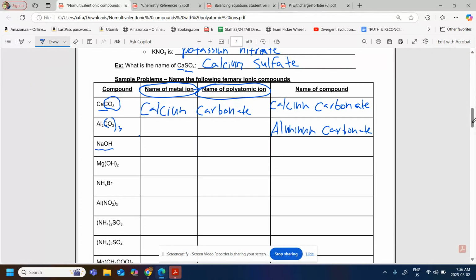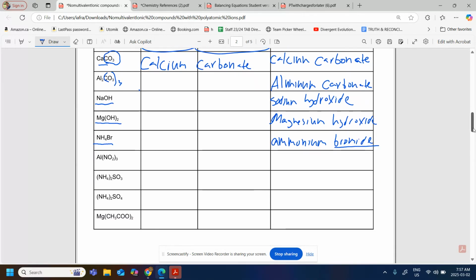Over here we have sodium is our metal. OH is our polyatomic ion, so hydroxide. Over here we have magnesium as our metal. And then OH is our polyatomic ion, so hydroxide. Now this one's interesting. It's a bit different. Your polyatomic ion's in the front, so you would have ammonium as your polyatomic ion. That's your NH4. And then bromine becomes bromide. So you still do have to change the ending if they're not polyatomic ion for your second one. So just be aware of that.